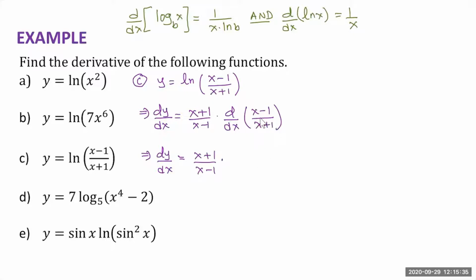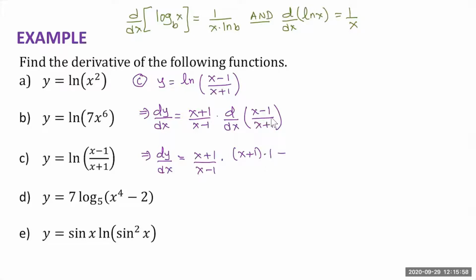Quotient rule says denominator, which is x plus 1, multiplied to the derivative of numerator. If you look at the numerator, we have x minus 1. Derivative of 1 is 0. Derivative of x is 1. So we are multiplying by 1. So what we did, denominator times the derivative of numerator minus the numerator.